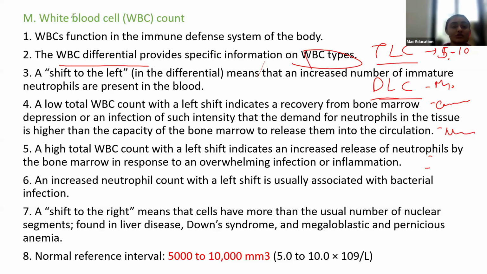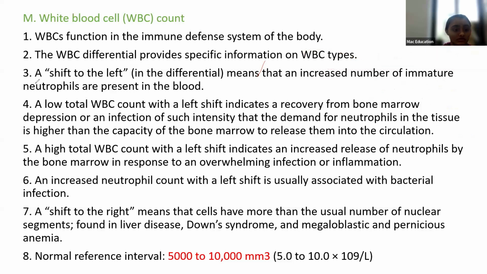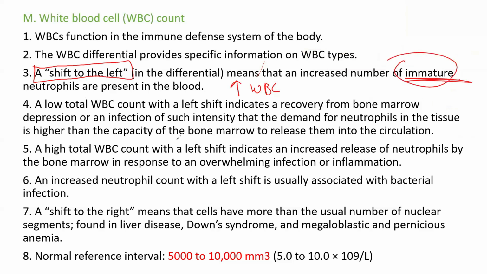A shift to left, this is so important, you have to understand. A shift to left in the differential means that an increased number of immature neutrophils are present in the blood. If a doctor says there is a shift to left in a report, it means there is a high number of WBCs, but which type of WBCs? Immature WBCs, which are of no use because they are immature. So the immature WBCs are much higher and this condition is called shift to left of WBCs.